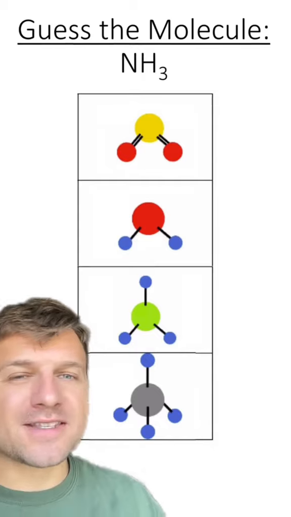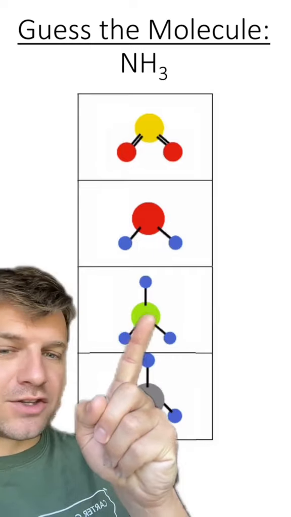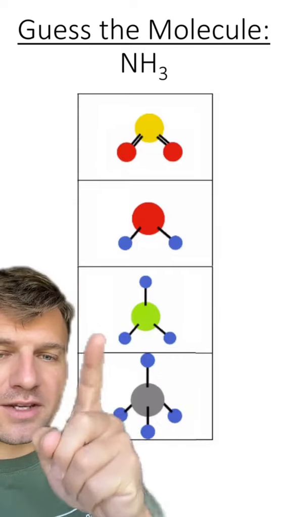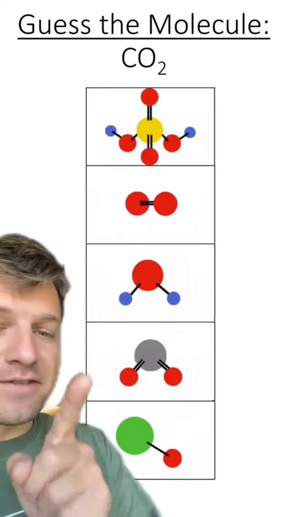Which molecule represents NH3? Hopefully by now you can guess that this molecule represents NH3. We have our central nitrogen and 3 hydrogens. This one's a little bit tricky. There are technically 2 diagrams that have 3 atoms.